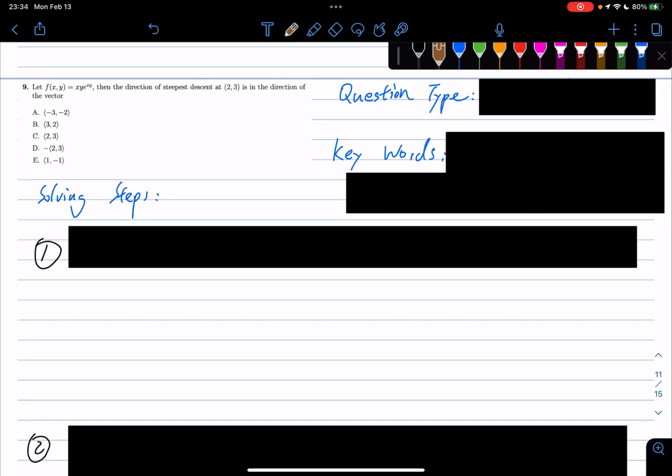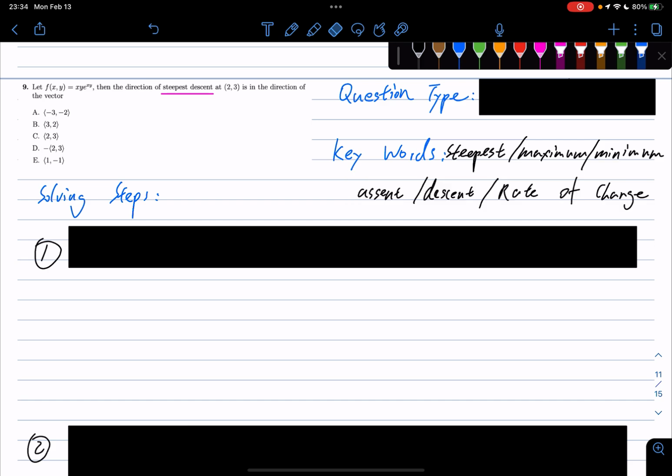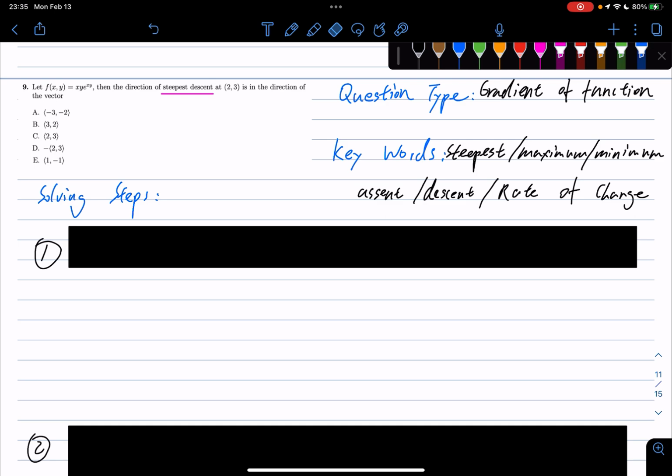So question number 9. If the function is given as such, then the direction of the steepest descent at (2, 3) is in the direction of the vector, right? This is kind of a tricky problem in terms of identifying what it is, but the keyword in this problem is actually here, steepest descent. Anytime that you see some sort of steepest, maximum, minimum, ascent, descent, and rate of change, that's all talking about gradients of a function. So that's the type of problem: gradients of a function.